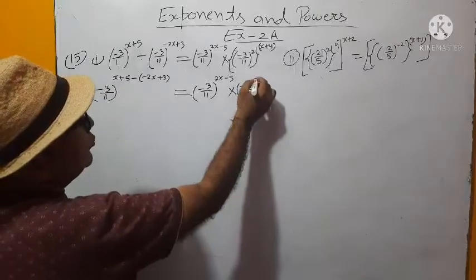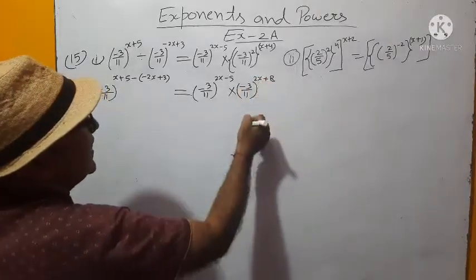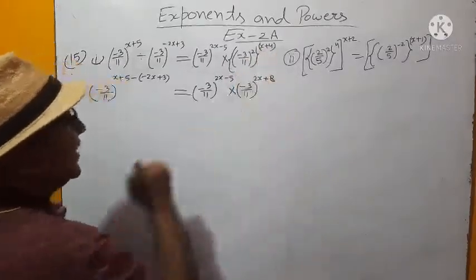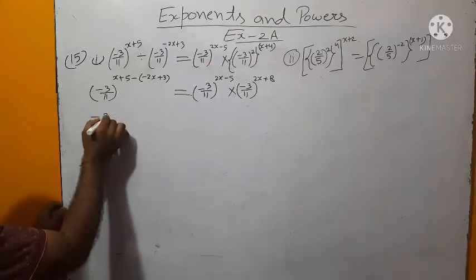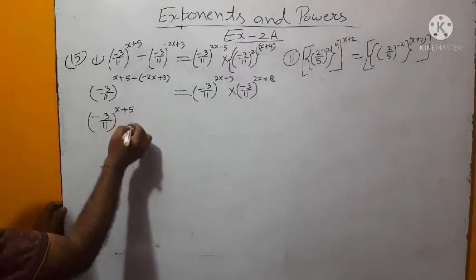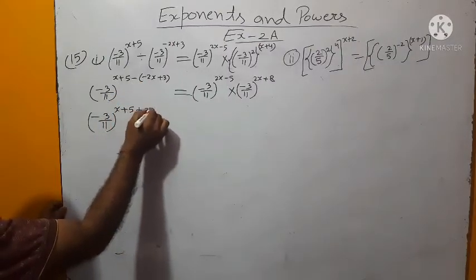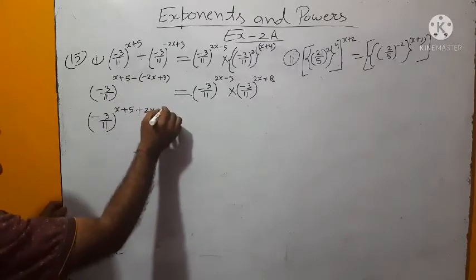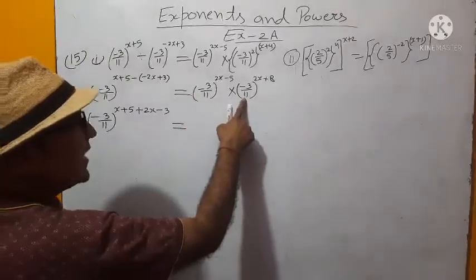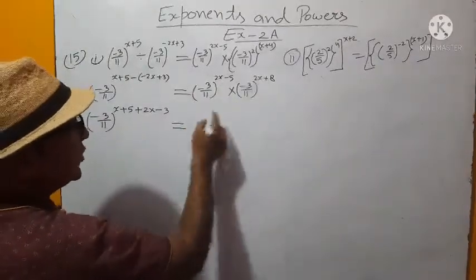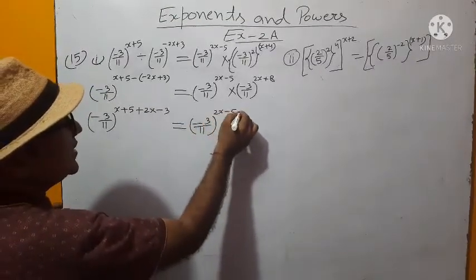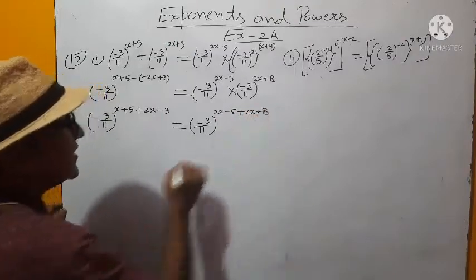Minus 3 upon 11 to the power 2x plus 8. 2 is multiplied by x becomes 2x, 2 is multiplied by plus 4 becomes plus 8. Now minus 3 upon 11 to the power x plus 5. Minus into minus becomes plus and minus into plus becomes minus. Okay. Now here bases are same, so in the case of multiplication exponents will be added. Minus 3 upon 11 to the power 2x minus 5 plus 2x plus 8.